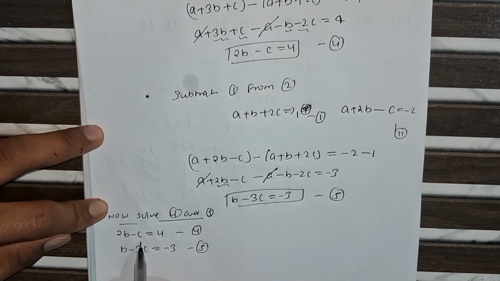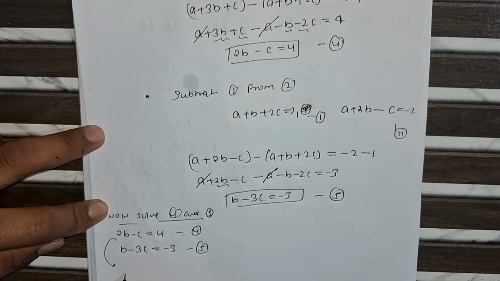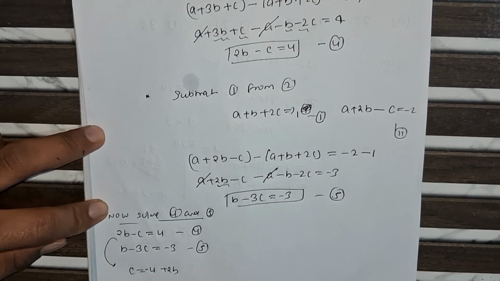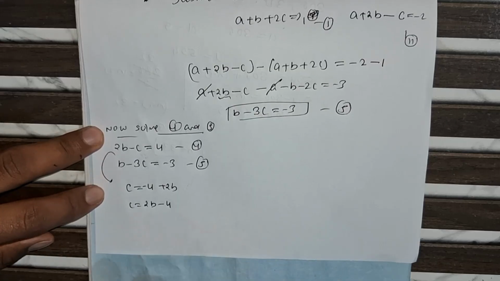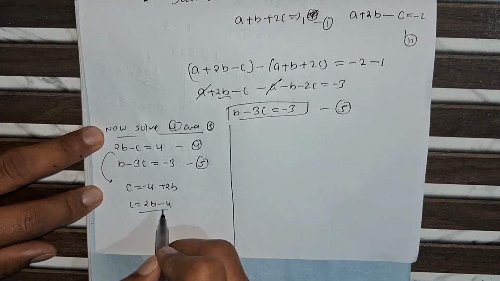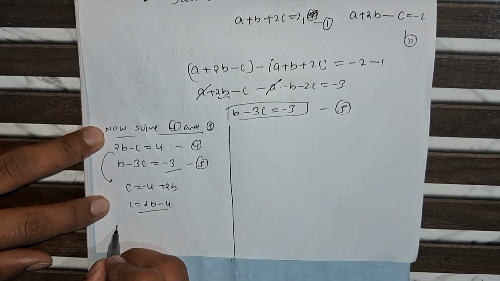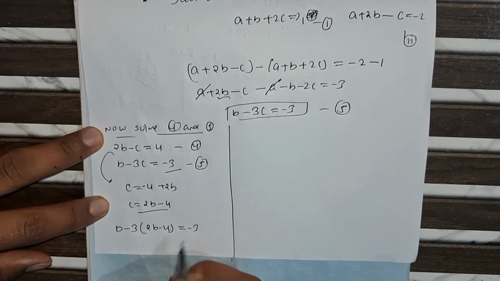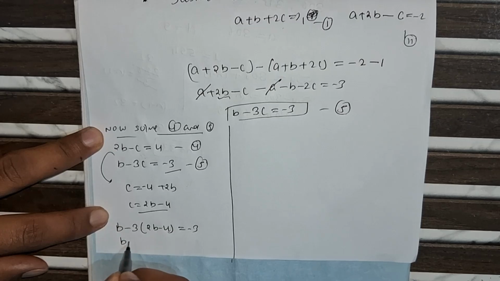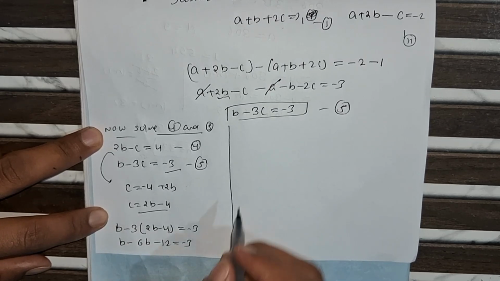So we can easily take the value of c from the fourth equation: c equals minus 4 plus 2b, so c equals 2b minus 4. Now put the value of c in the fifth equation. So b minus 3 into the c value, which is 2b minus 4, equals minus 3. So b minus 6b plus 12 equals minus 3.